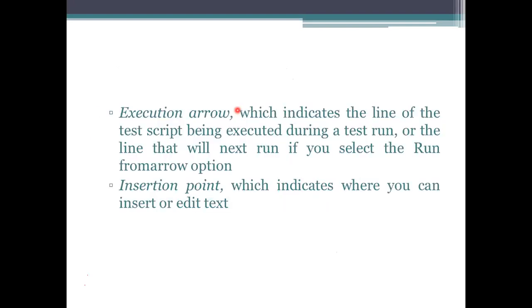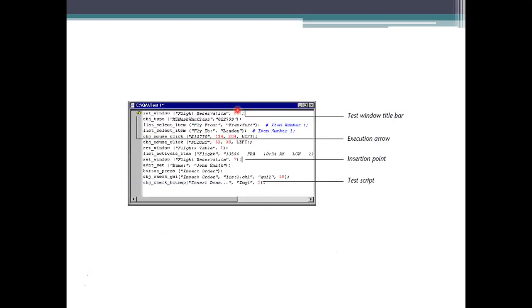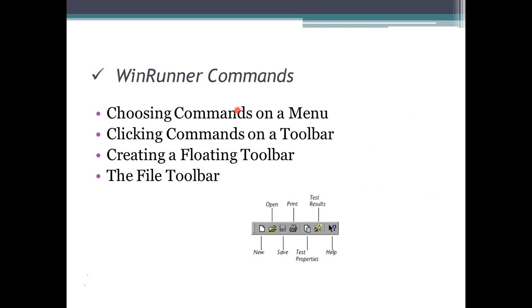If you see, these are the things we have, and we are representing them in a clear manner. The first way to run these commands is that I can choose them directly from the menu bar. And the next one is clicking commands on a toolbar, meaning these are the commands we have: printing, testing results, and then help. These are the commands.